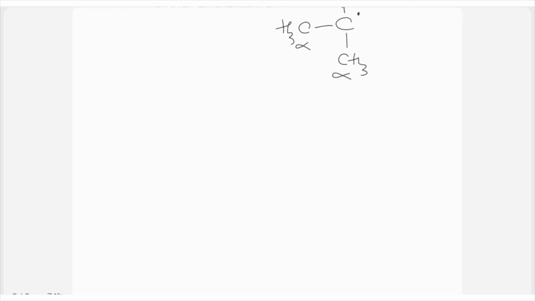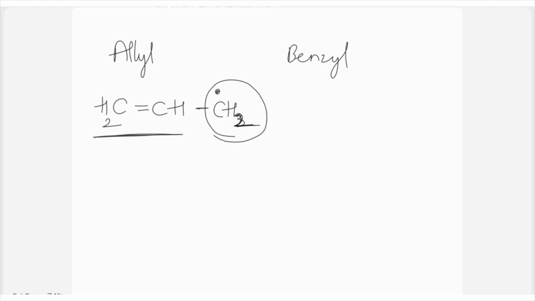Similarly, resonance is going to stabilize the allyl and benzyl free radicals. What is an allyl free radical? Whenever there is a double bond, ethylene, one of the hydrogens, if it is replaced with methyl, now this is considered to be allyl. Double bond attached to some group, such arrangement is called allyl.